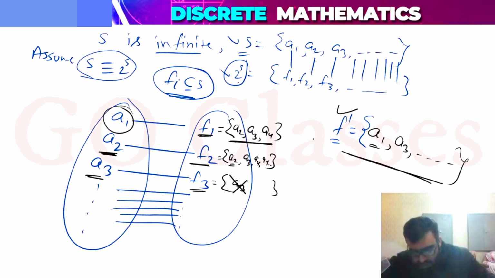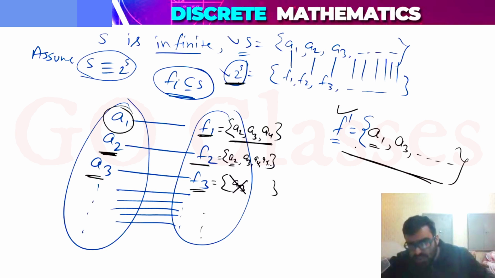Because I want to create a new f dash. First of all, such an f dash I want to create, which is in this set. Of course, you can see this f dash is a subset of S, so definitely this f dash will belong to 2 power S.